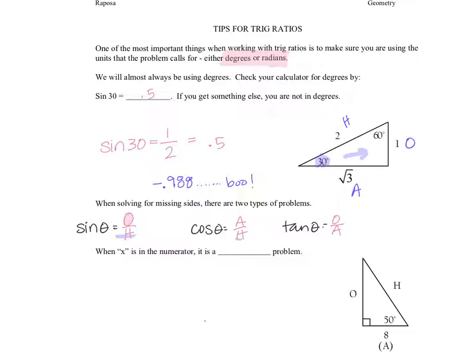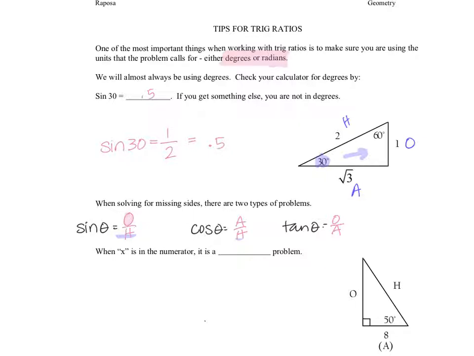Now, if you got negative 0.988, that is way, way wrong. You are in radians, and that is how your calculator is set. That's the default from the factory. So here's how we can fix this situation. Try sine of 30 and see what you get.